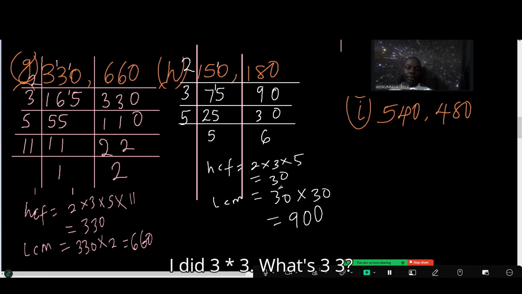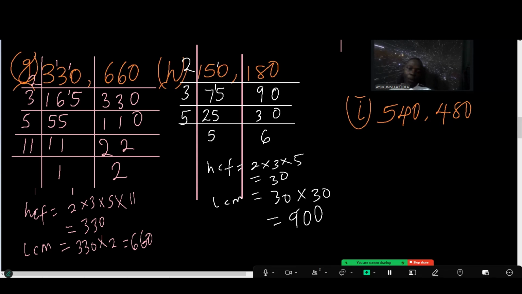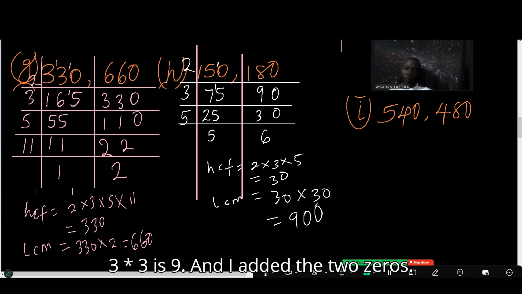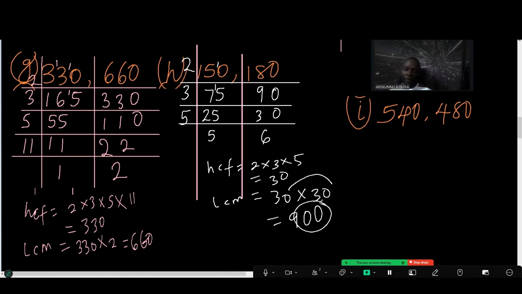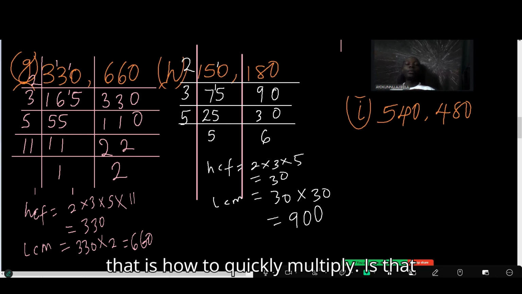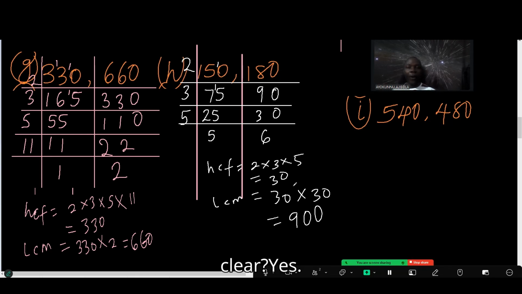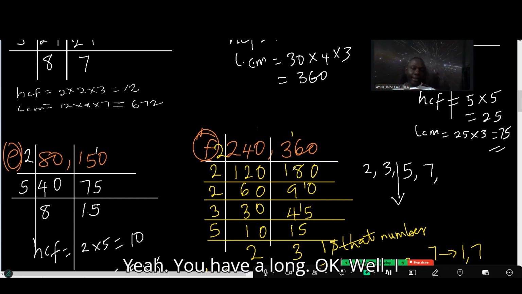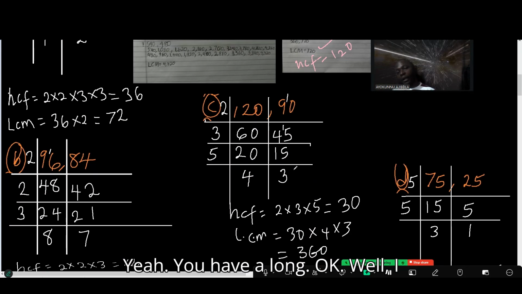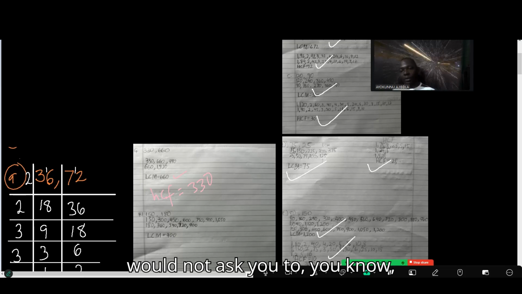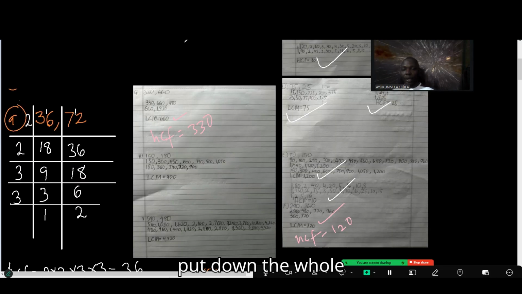I did 3 times 3. What's 3 times 3? 3 times 3 is 9. Then I added the two zeros, okay? That is how to quickly multiply. Is that clear? Yes. Okay, well, I will not ask you to put down the whole lot of this.